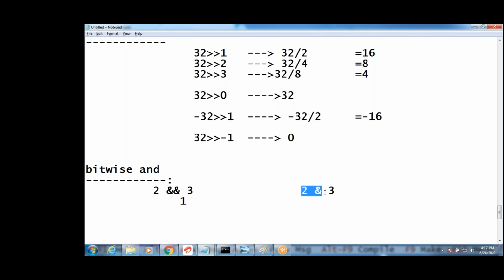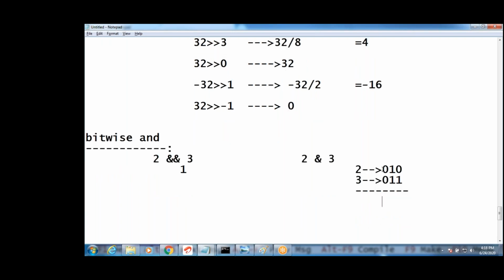2 and 3. For 2 and 3, it is true. Answer is 1. Simply, it's a 1, guys. That's all. Now bitwise 2 and 3. Convert to binary value. In the first session I told you the binary values. 2 binary value is 0 1 0. What is 3 binary value, guys? 0 1 1. I have given it in the data types, you can check the first class also.